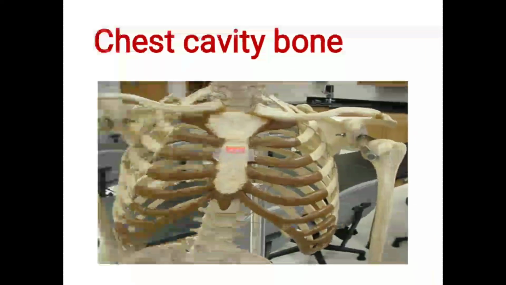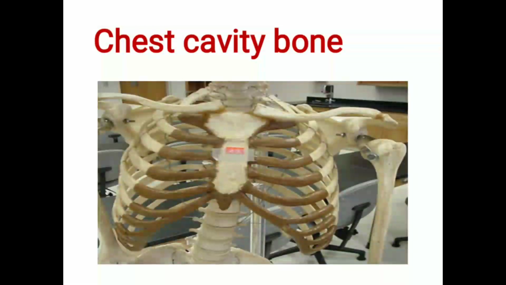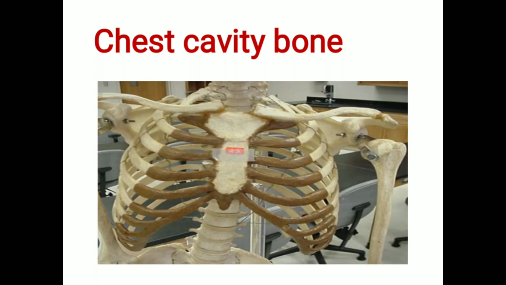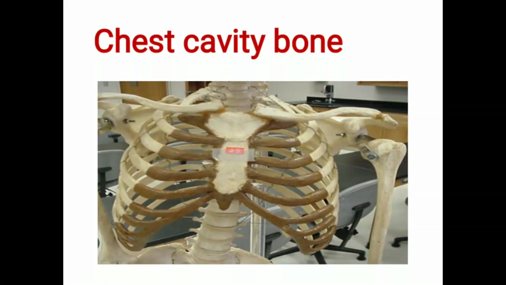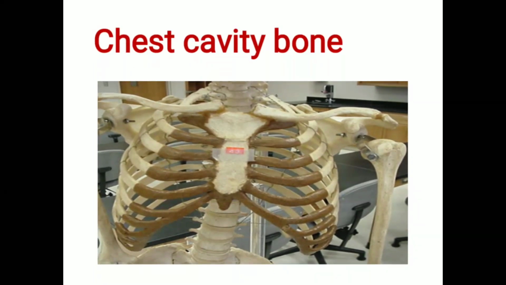So how many ribs do we have? The ribs are lateral to the chest wall cavity. We have 12 pairs of ribs. First 7 are called as true ribs. 8, 9, 10 are false ribs. They are connecting with the 7th costal cartilage. And we have 11 and 12, the floating ribs. Vertebral ribs, vertebrocostal ribs, vertebrosternal ribs.